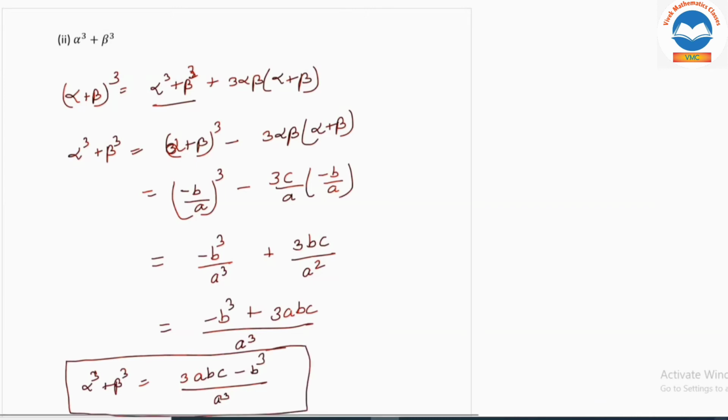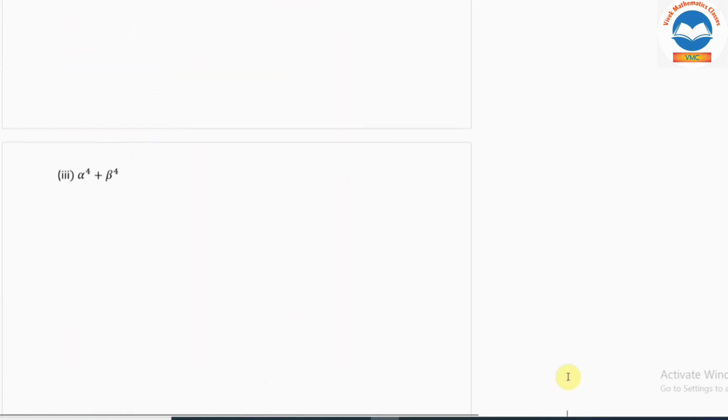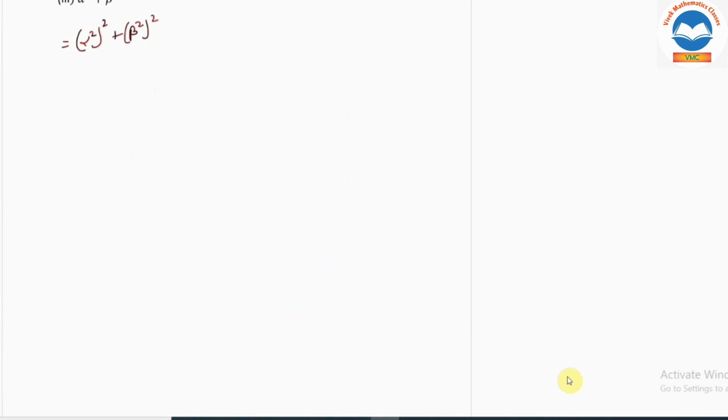So next, third part. They are asking alpha to the power 4 plus beta to the power 4. For this, we can write alpha to the power 4 plus beta to the power 4 as alpha square plus beta square, the whole square. We will apply the a plus b whole square formula. What will be the formula? Alpha square plus 2 alpha square beta square plus beta square. So we need to find alpha square plus beta square.